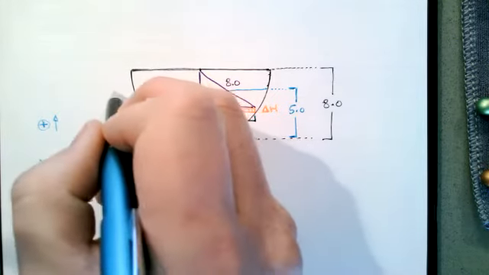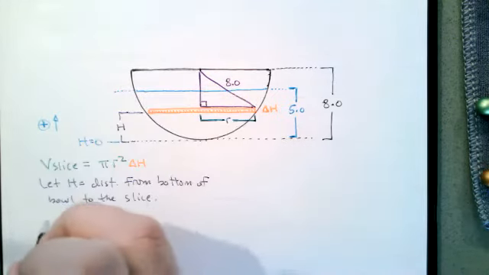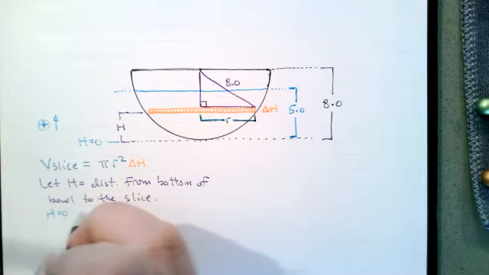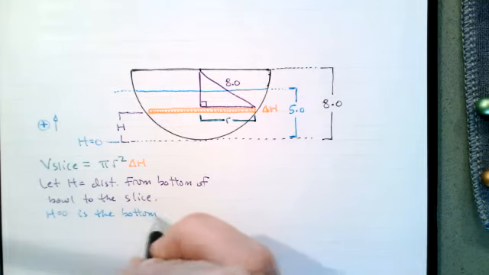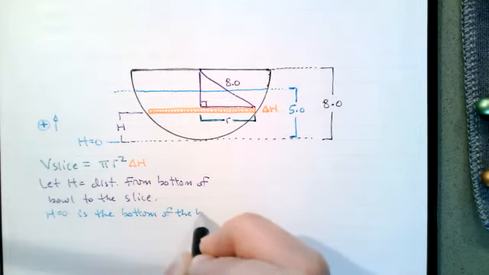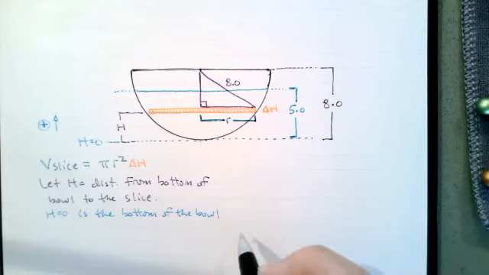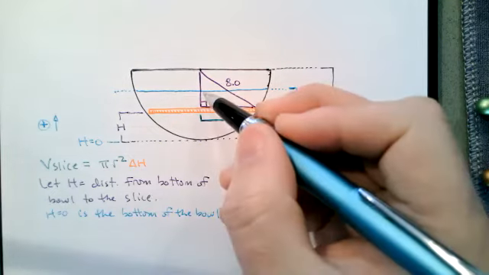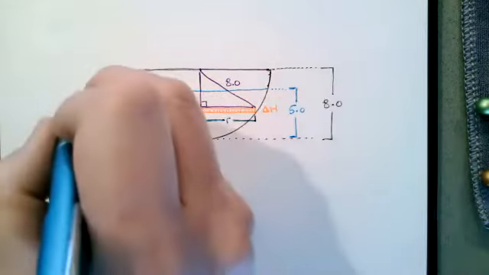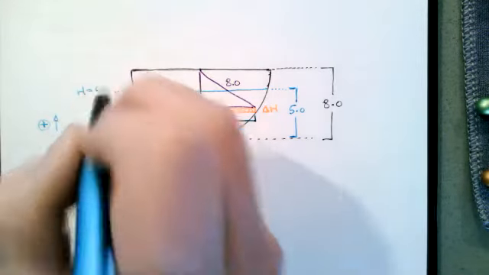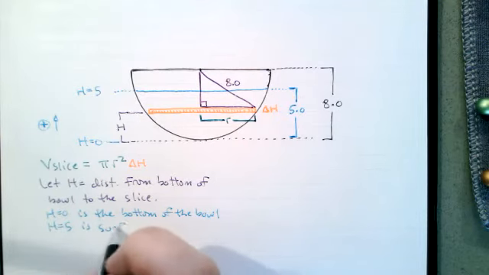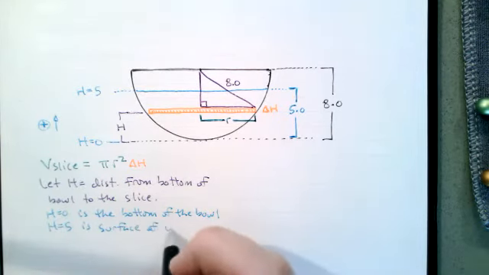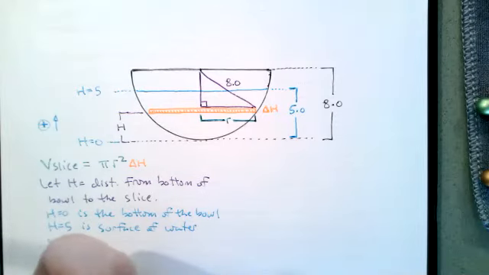The water starts at 0, so H equals 0 is the bottom of the bowl now. The top, the surface of the water is at 5, because it's 5 centimeters deep. And H equals 8 is the top of the bowl.